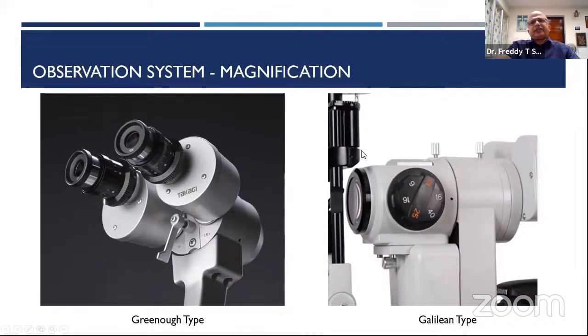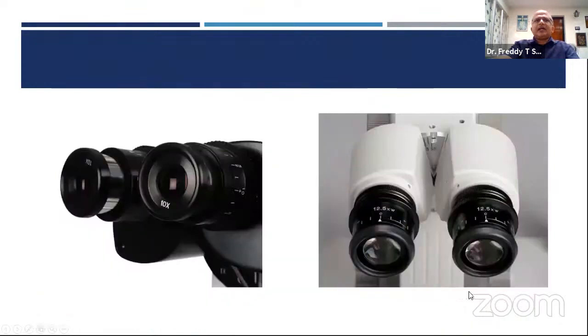But look at the magnification. Basically, there are two types of magnification, the Greenough type and the Galilean type. The Greenough type is just a flip magnification. You get only two magnifications, 1x or 1.6x. It just changes the objective lens. While the Galilean microscope uses a convex and a concave lens, a combination of the two, and generally you get around 5-step magnification.